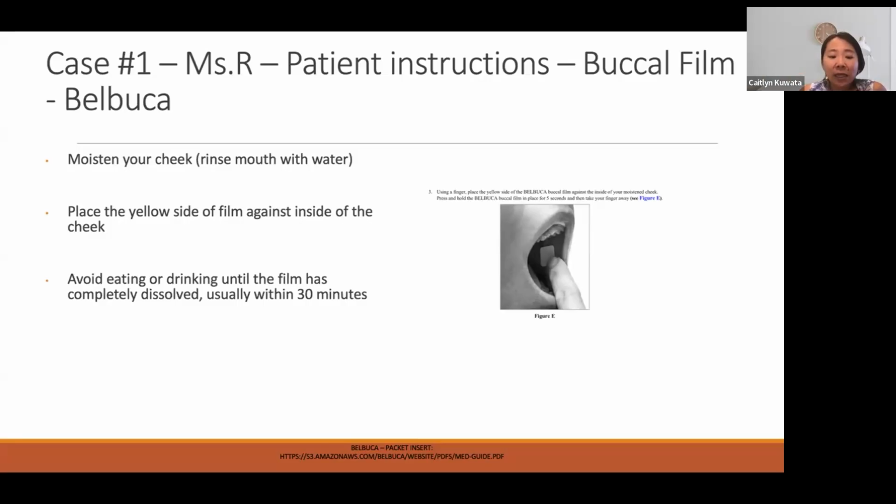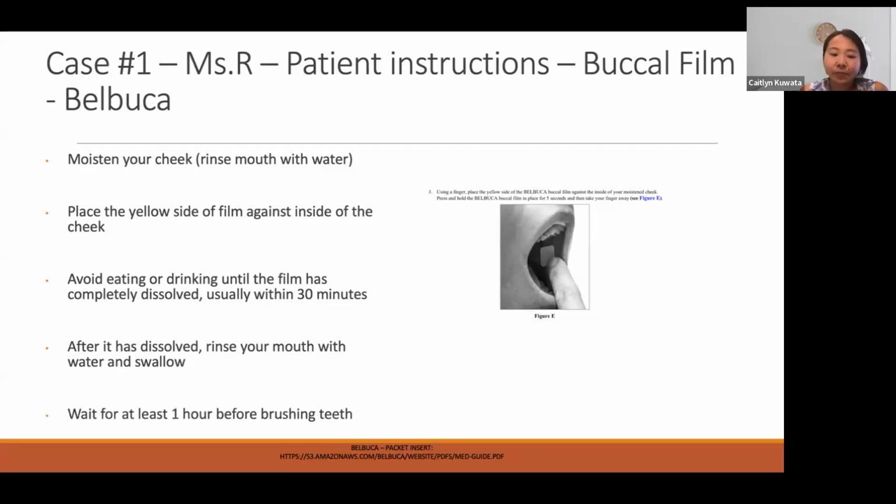You want to tell them to avoid eating or drinking until the film has completely dissolved, usually within 30 minutes. So if they're going to eat, they should eat before they put it in, not after, unless they wait 30 minutes. After it's dissolved, rinse your mouth with water and swallow, or you can spit it out. And you can wait an hour later, then you can brush your teeth.